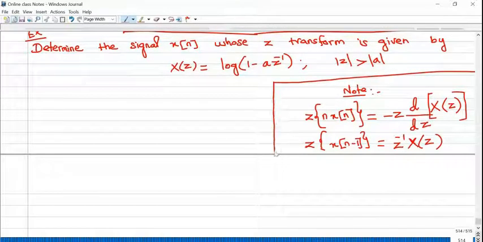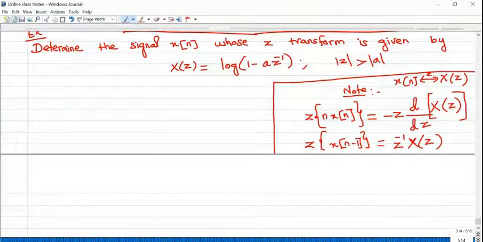So remember these two properties. If x of n has Z transform x of z, then n times x of n has Z transform minus z d by dz of x of z. This is one formula. Another formula, the time shifting property: x of n minus 1 has Z transform z inverse of x of z, x of n minus 2 has Z transform z power minus 2 x of z. So using these two properties, we are going to solve for x of n from the given x of z.